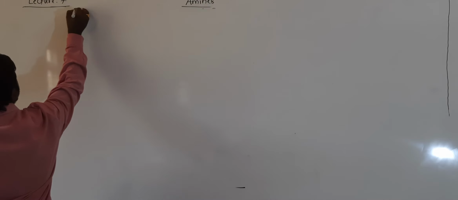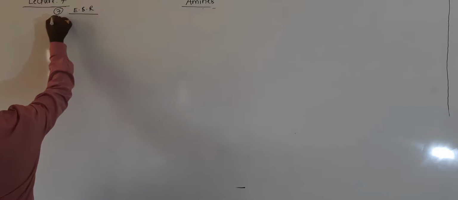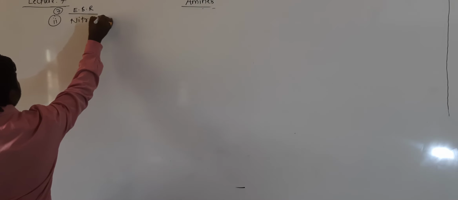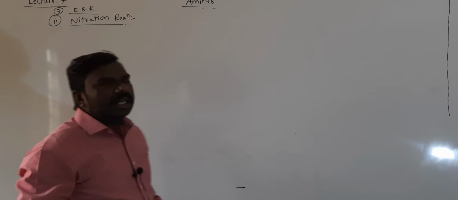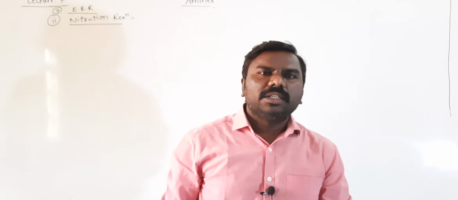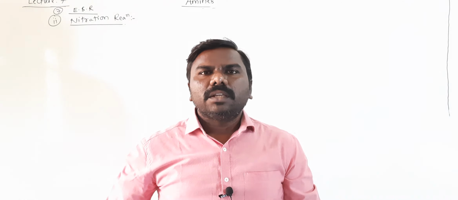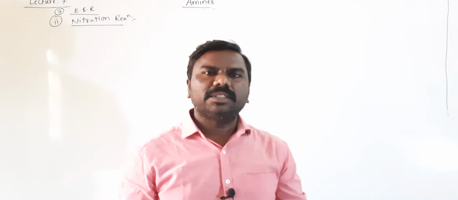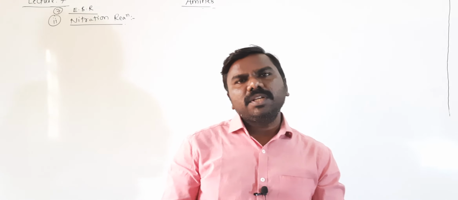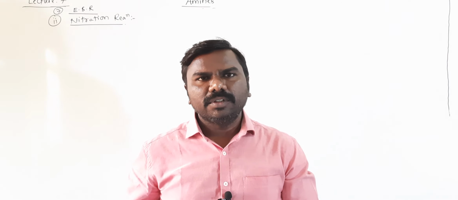Afterwards, nitration, the second electrophilic substitution reaction. Electrophilic substitution reaction, seventh one. In that, the second one is nitration reaction. So, aniline undergoes nitration reaction with nitration mixture, then forms nitroaniline. Right, students? In this case, actually para-nitroaniline and ortho-nitroaniline will be formed because it is ortho-para directing. Apart from these two products, even meta-nitroaniline also formed. Getting all of you? Yes.